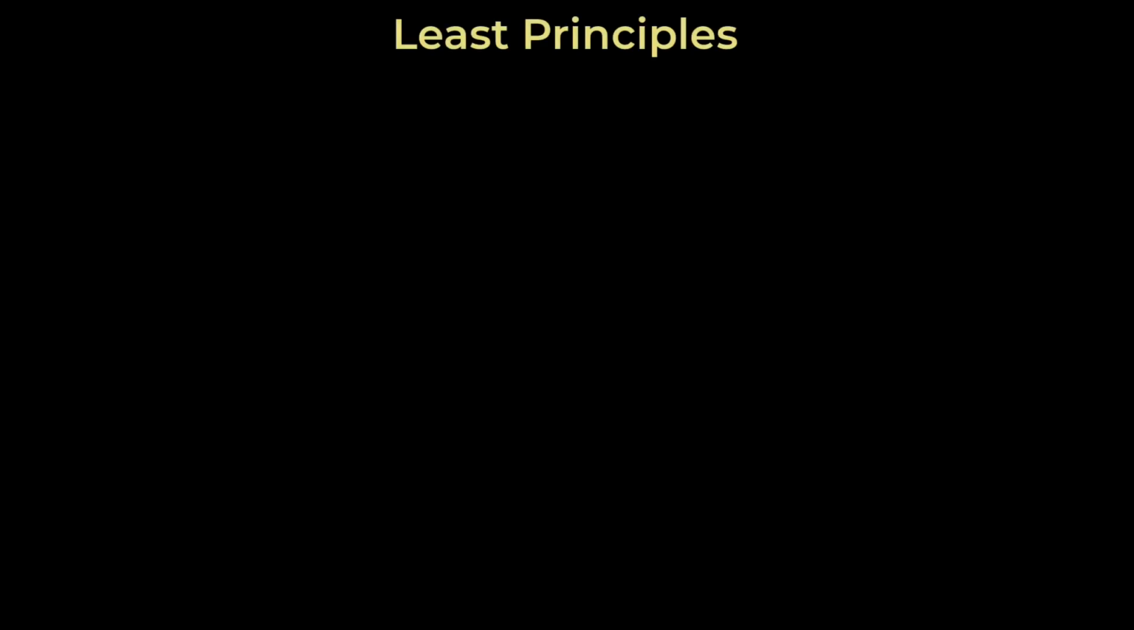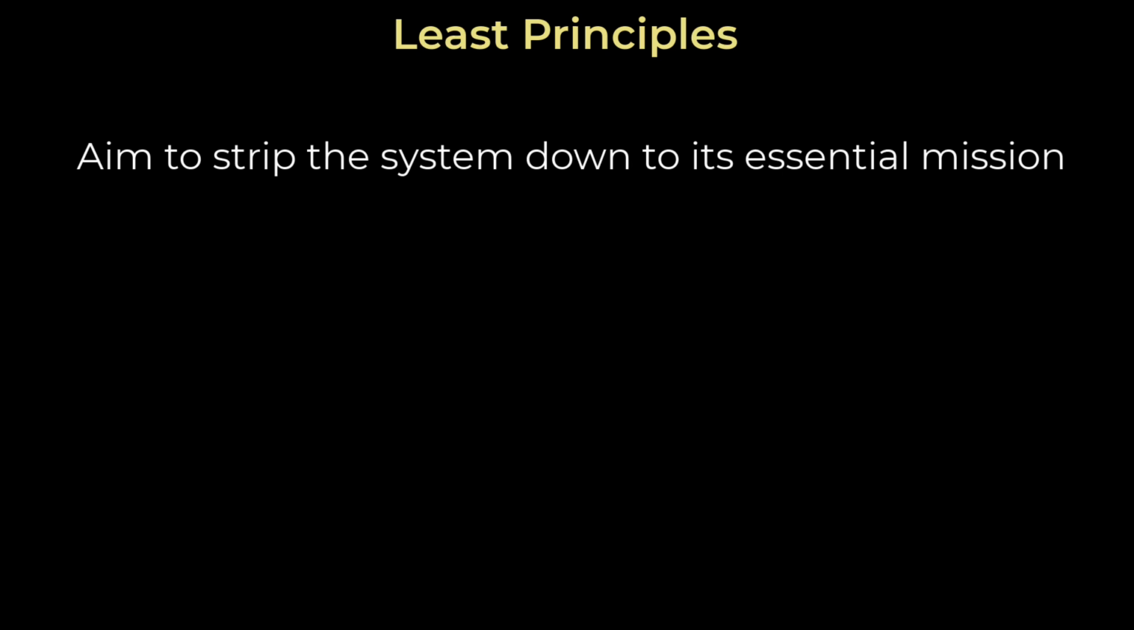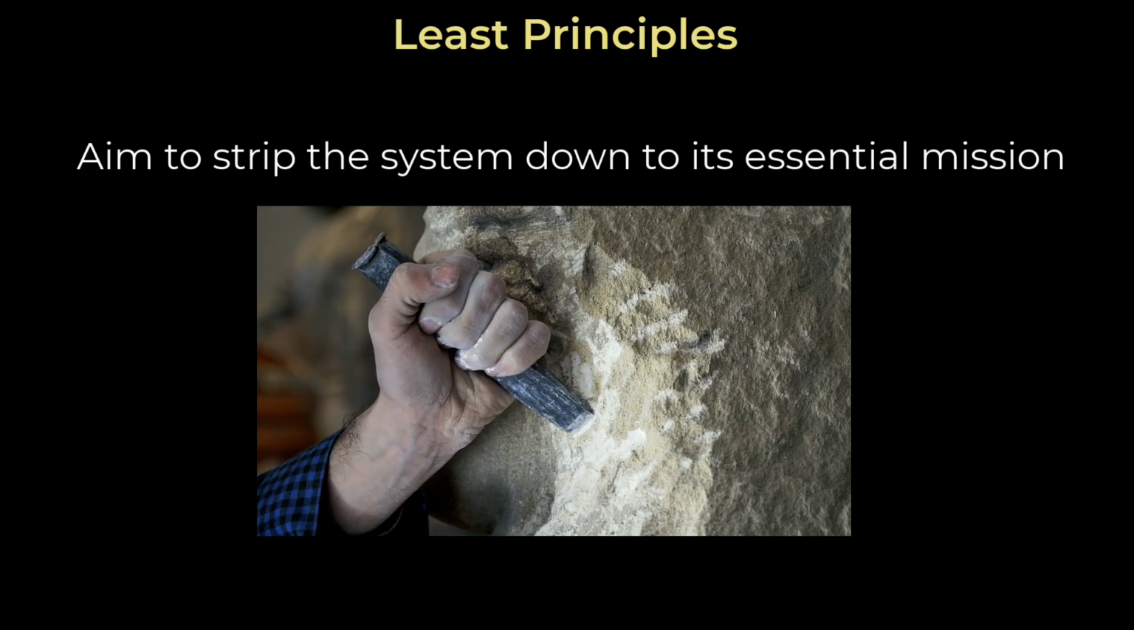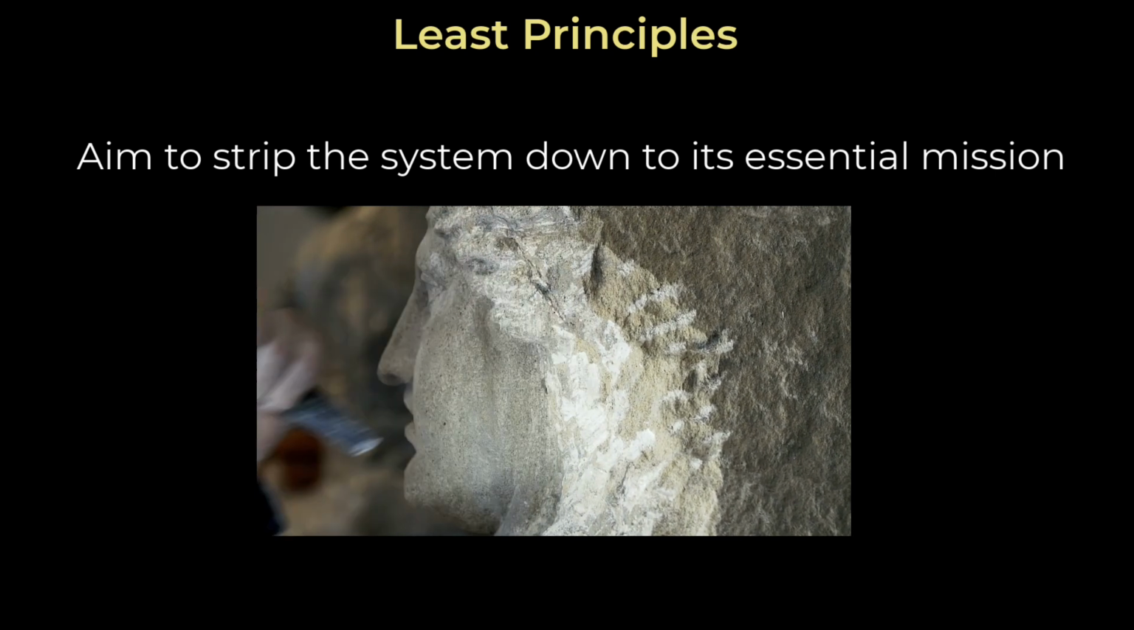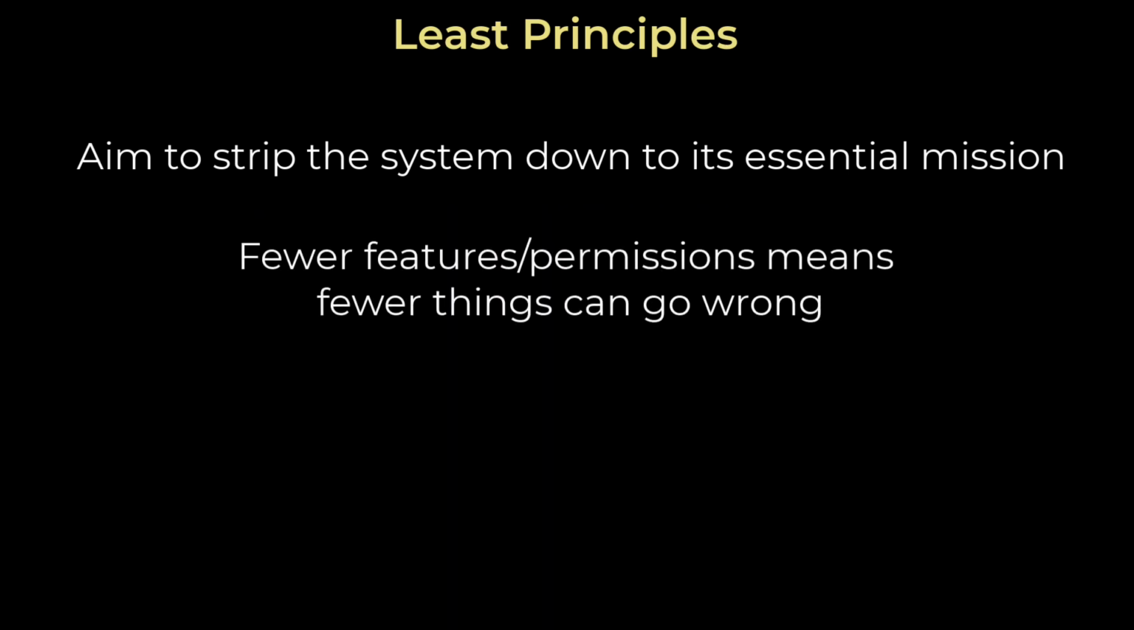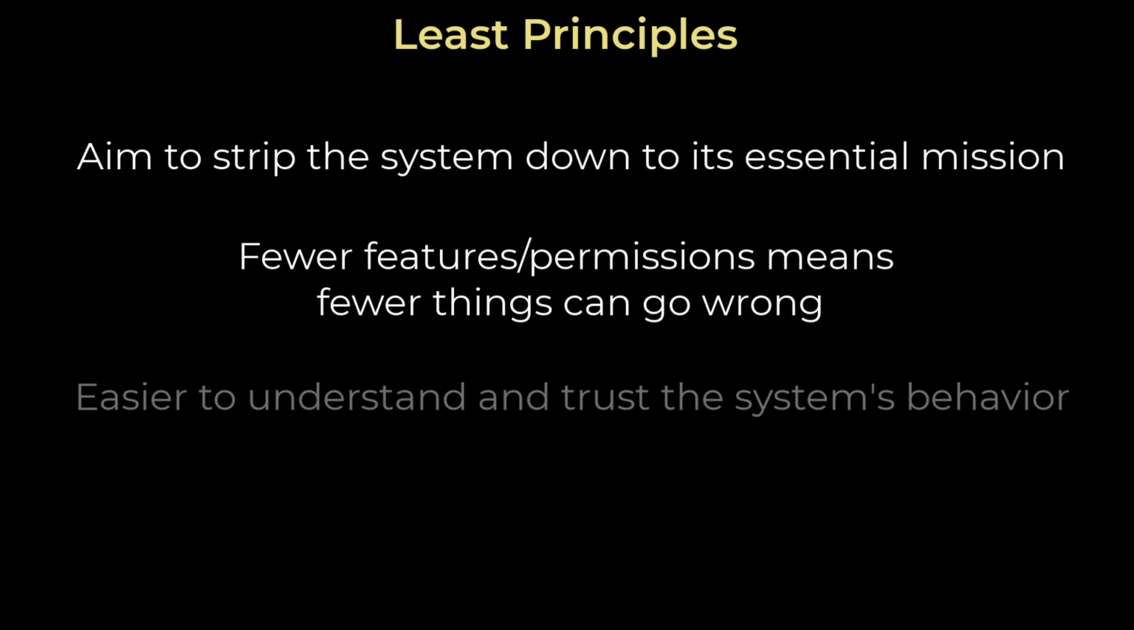Collectively, these four are often called the least principles. They all aim to strip the system down to its essential mission, and nothing more. Think of carving a sculpture from a block of stone. You remove all the pieces that don't contribute to the figure. Here, we remove anything not contributing to the system's necessary function or security. The benefit is twofold. Fewer features and permissions means fewer things can go wrong, and it also makes it easier to understand and trust the system's behavior, since there are no mysterious extra capabilities hidden inside.